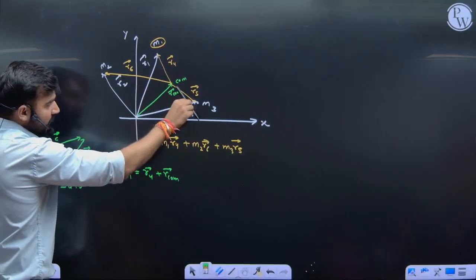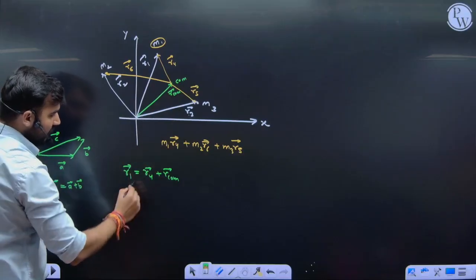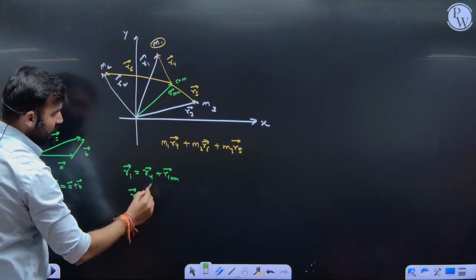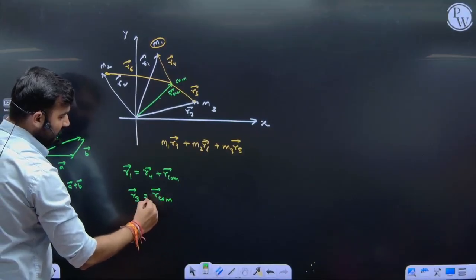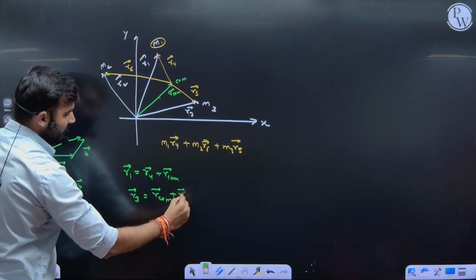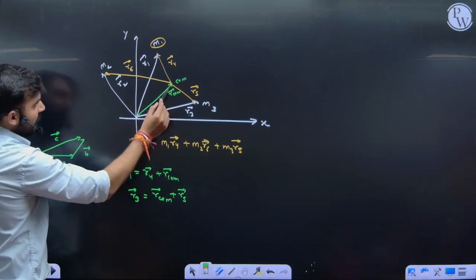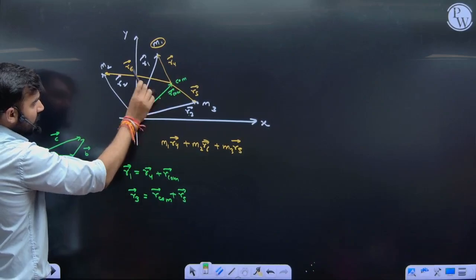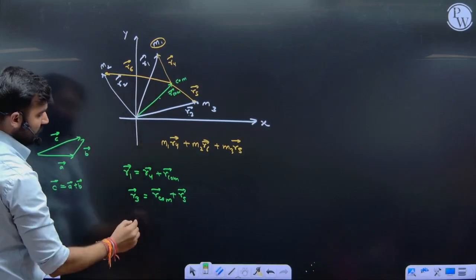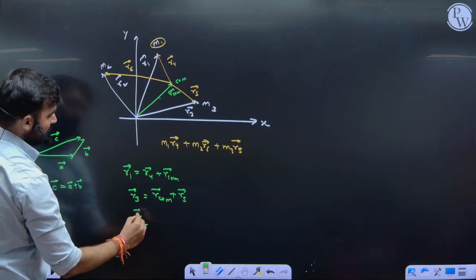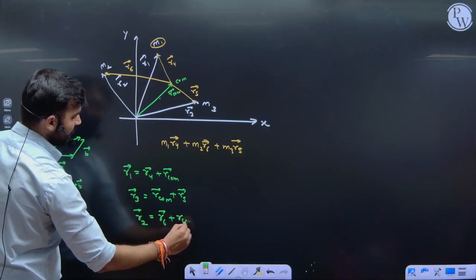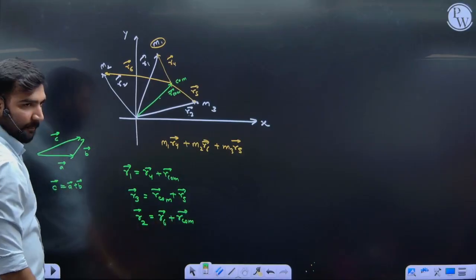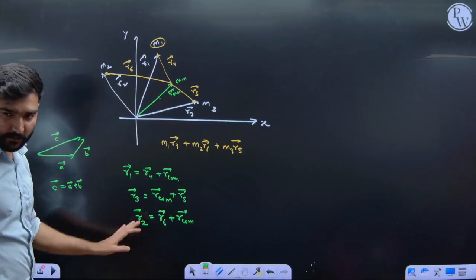See this triangle. So can I say R3 vector equals this vector plus this vector, RCOM plus R5 vector. Now see this triangle. This plus this is equal to this. So R2 vector equals R6 vector plus RCOM. Correct or not? Tell me, up to here you understood? Simple.